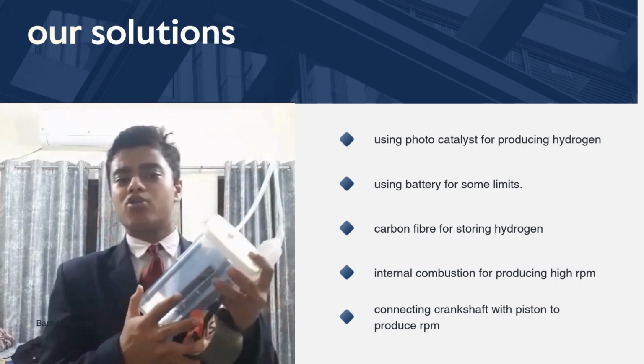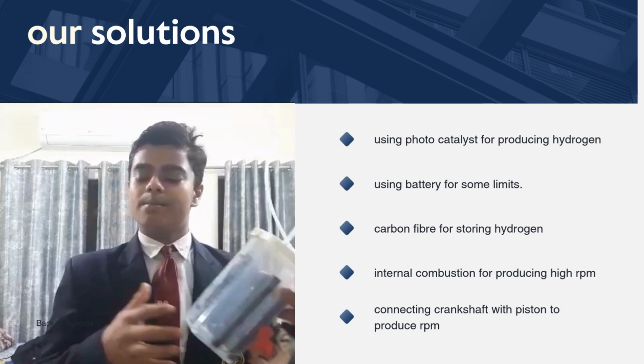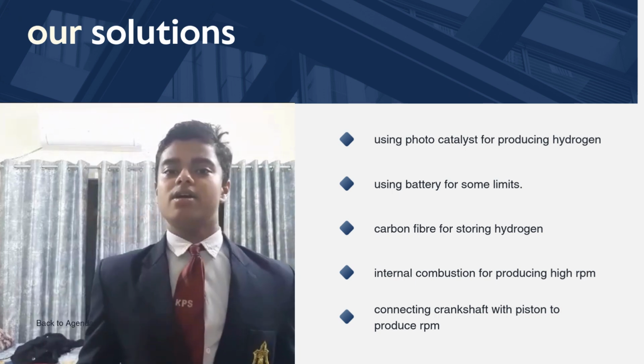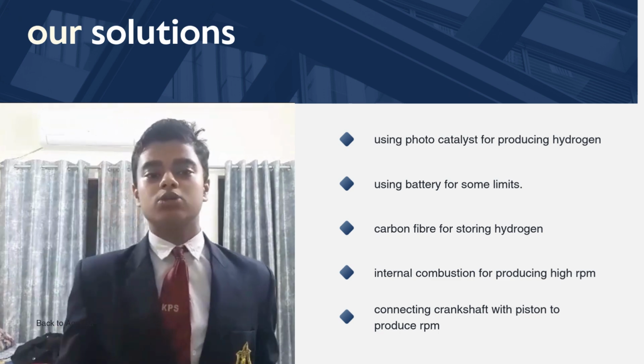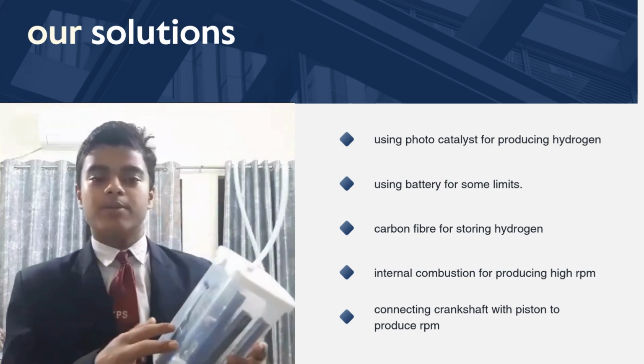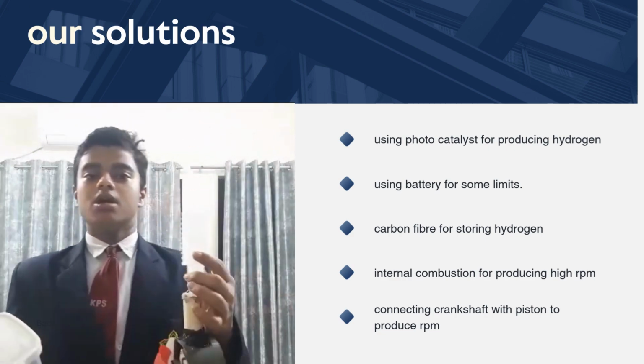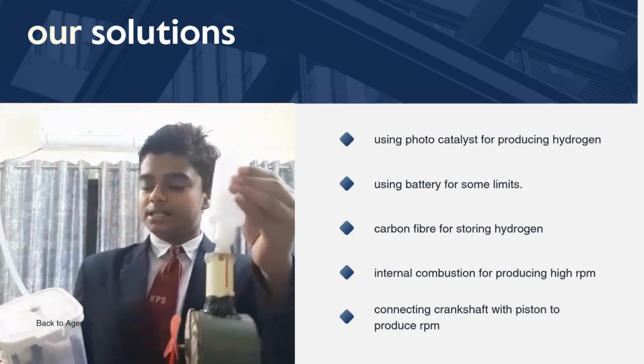Many types of hydrogen production are there, for example blue hydrogen production, green, or black. We will use green hydrogen production because it is the best and most sustainable way to produce hydrogen. As hydrogen is produced, it will be transported to the internal combustion site by the suction pipe.